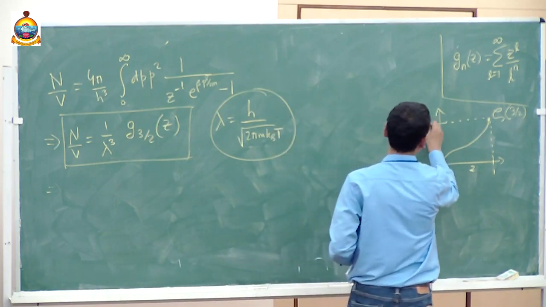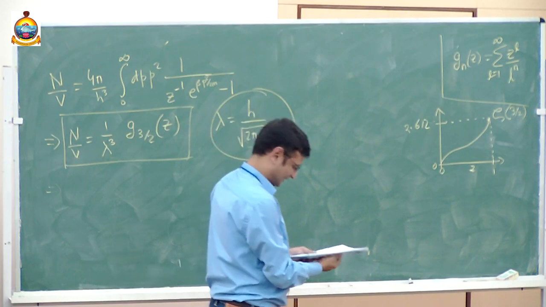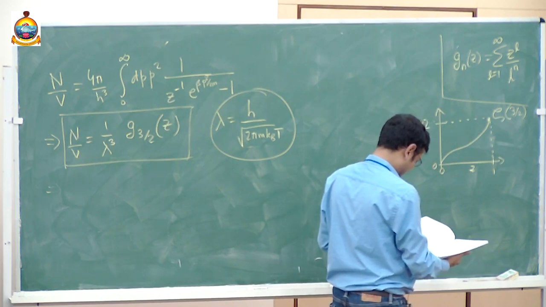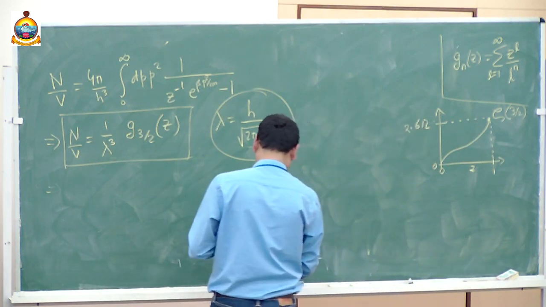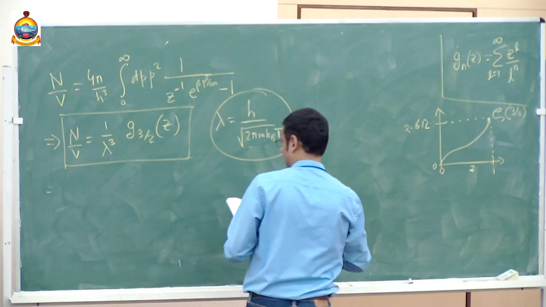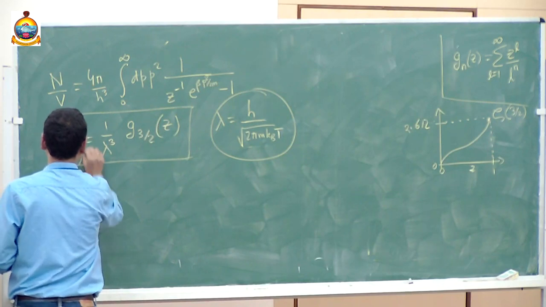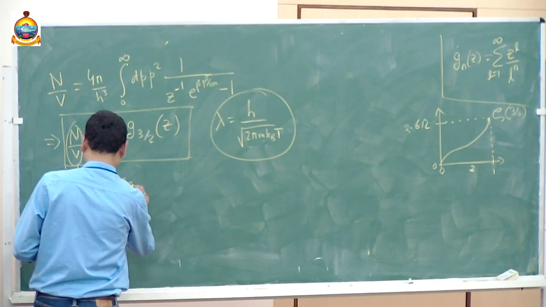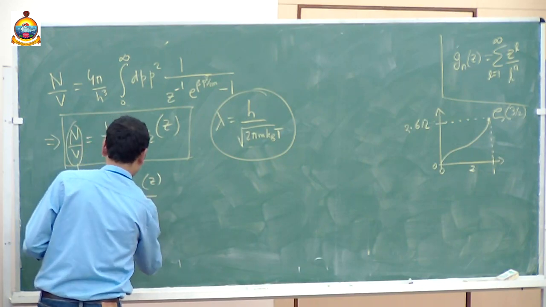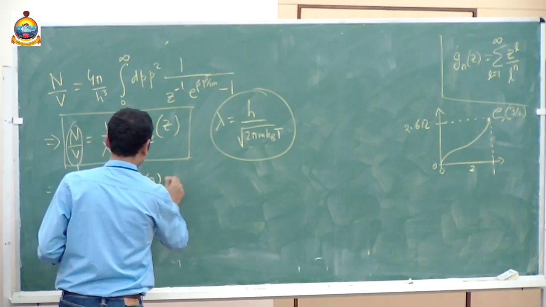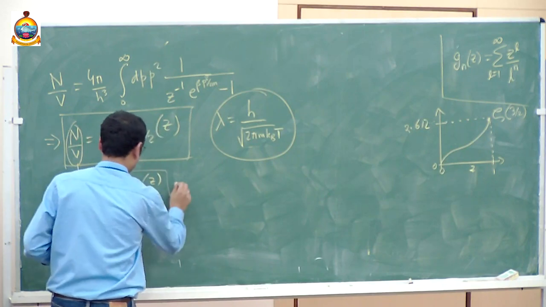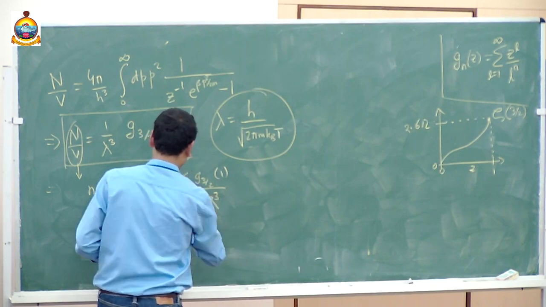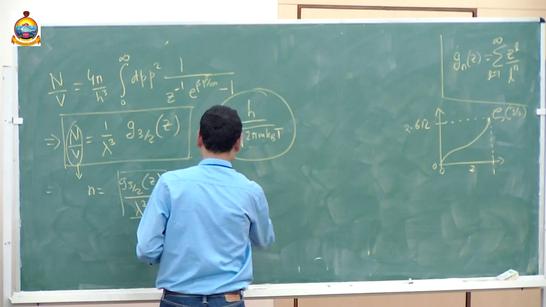The 2.612 something, something. I don't remember the rest. But there are more digits after that, right? Right. Okay, now comes an interesting thing. Let's look at this. This is n, the average number density. So n is equal to g 3 by 2 to the power z, over lambda cube. Good. And the upper bound of this quantity, everybody agrees with me, right? This is the upper bound of this quantity, so this is roughly equal to, let's just write it down.